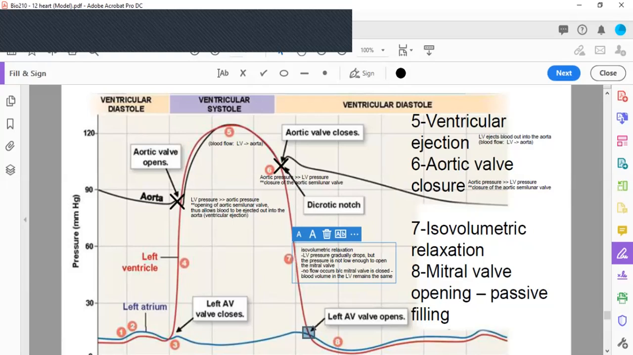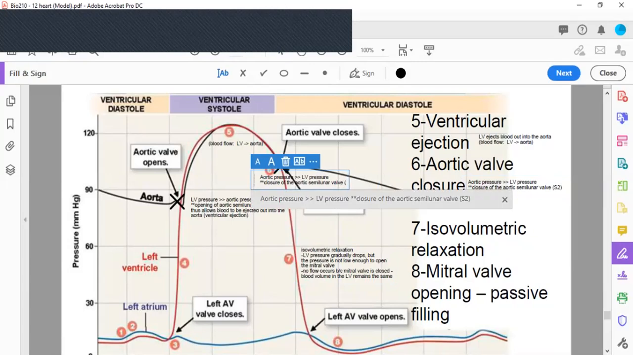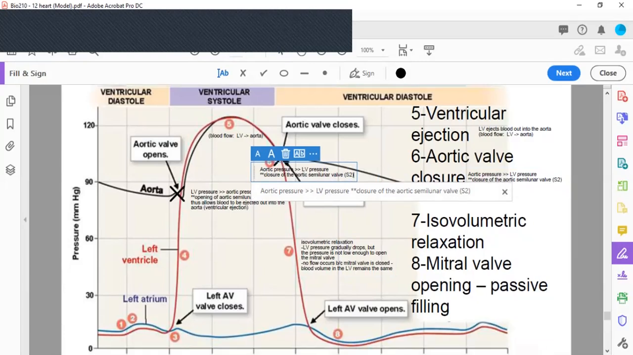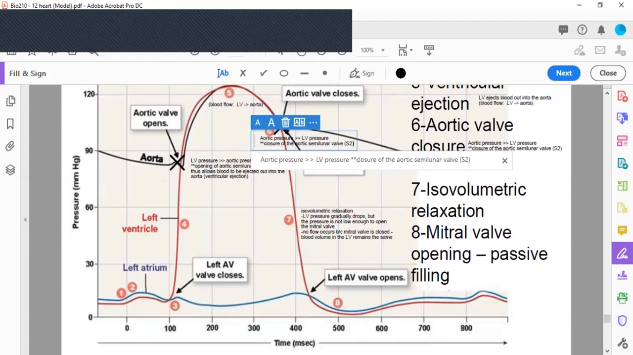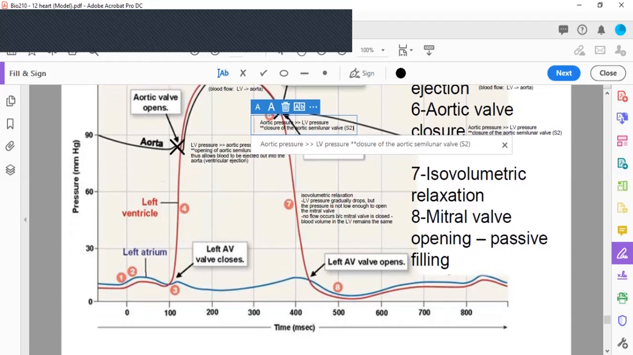And by the way, going back to number 6, this represents the closure of the aortic semilunar valve, which represents what's known as S2. Okay. So here is where you have S2. The closure of the aortic valve corresponds with S2. All right, so we're done with this page. Any question on this? Good. Let's move on to the next one.